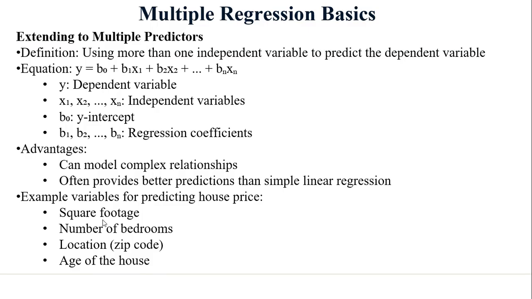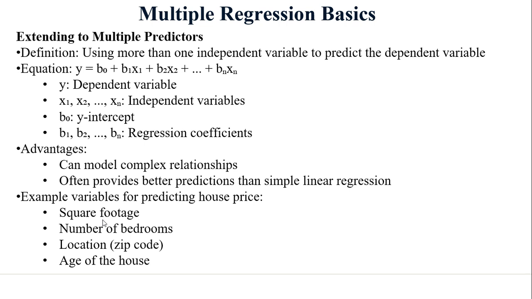Now, moving on, multiple regression basics. If you remember, I said the popular one is linear regression, where we use OLS, the ordinary least squares. But multiple regression is when you have a dependent variable with multiple independent variables. The definition of multiple regression is using more than one independent variable to predict the dependent variable.